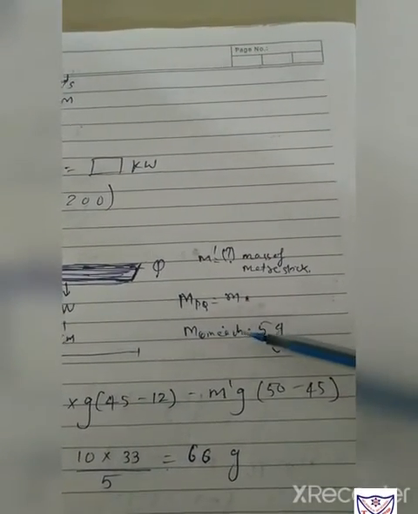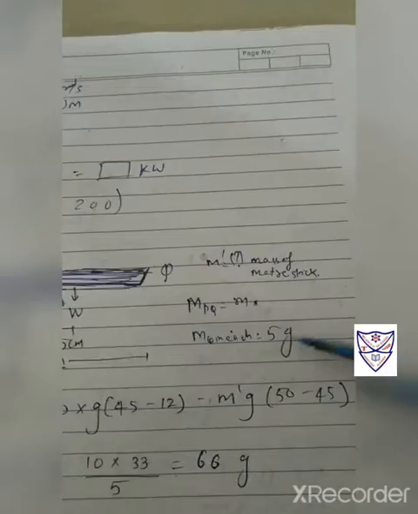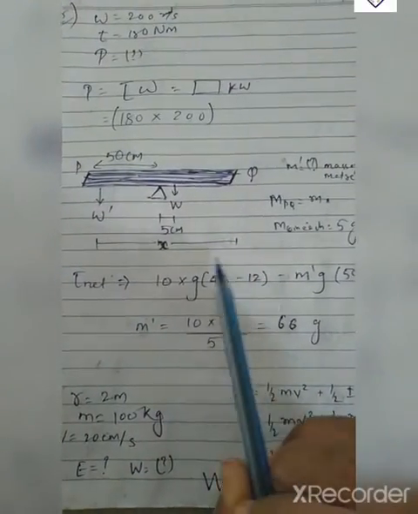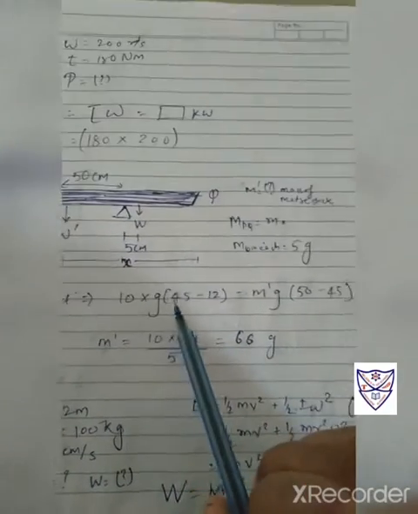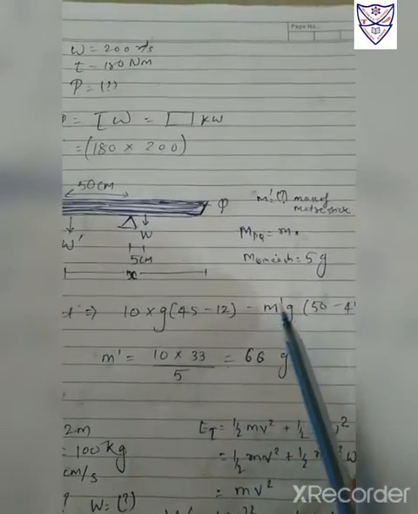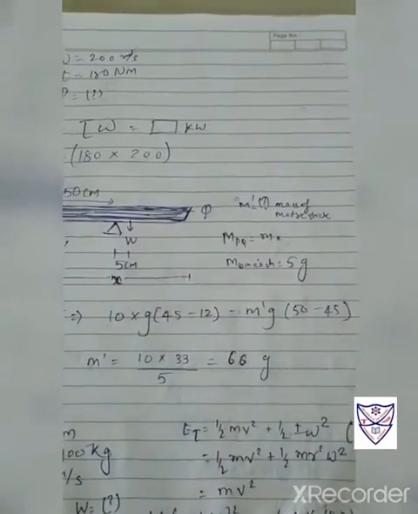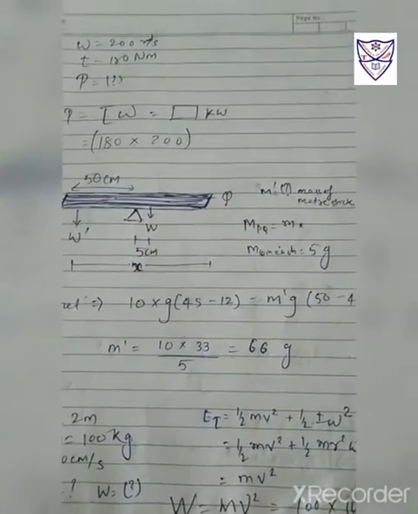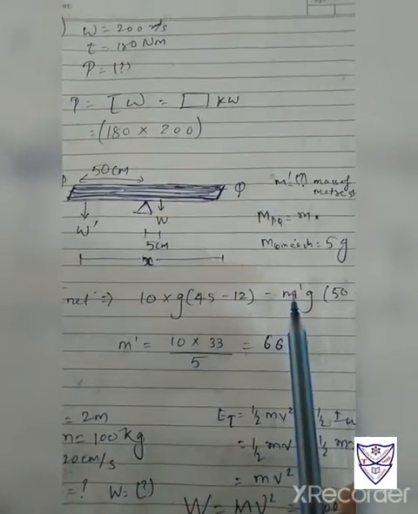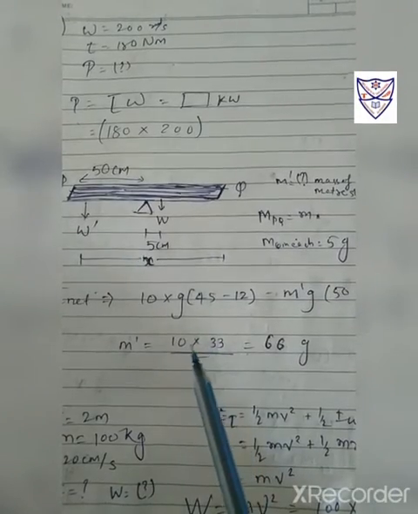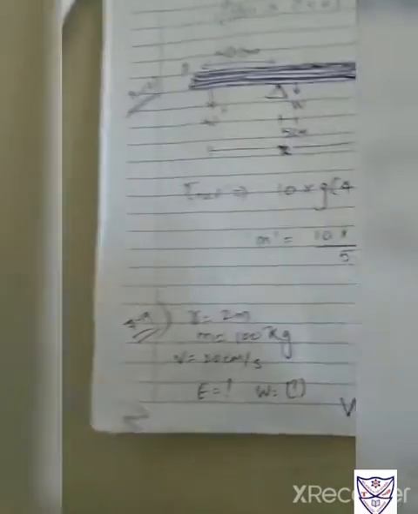Now mass in each stick, or each point with the cap, is 5 grams. And total I am considering as X. So I can write the net torque because of that is 10 multiply g 45 minus 12 minus M dash g 50 minus 45, which will give my condition that M dash is equal to... from this I can just place the value of g and substitute, and we will get that 10 multiply 33 divided by 5 will give you 66 g. Now next one is also a very simple sum.